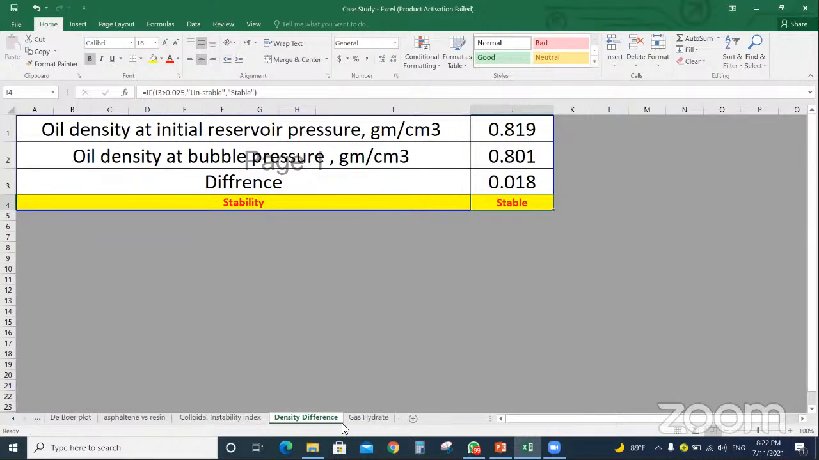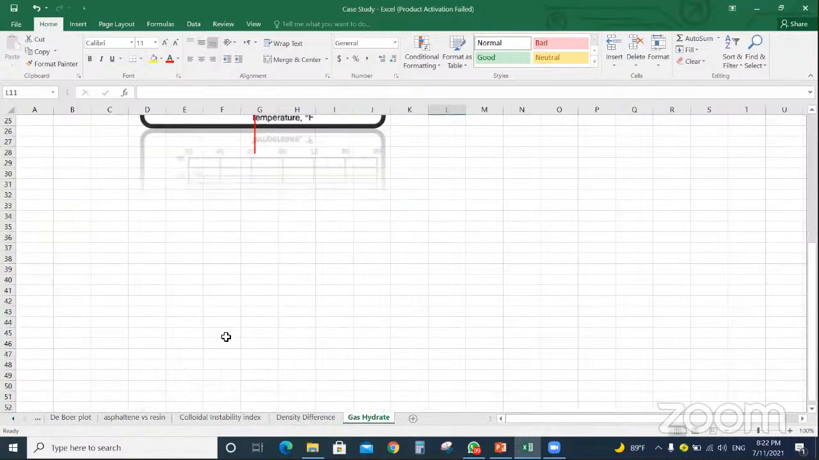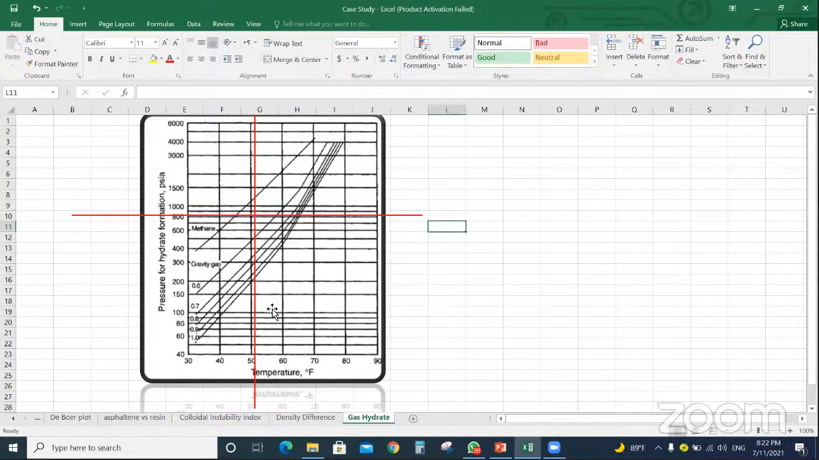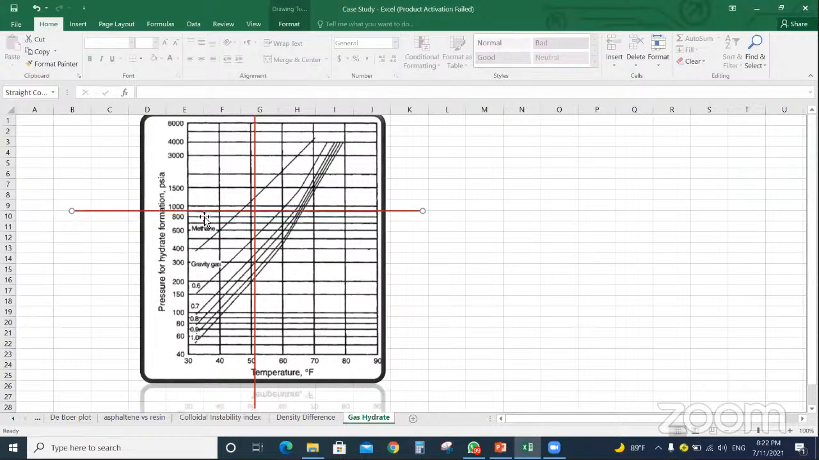For gas hydrate, also in this sheet, if we have a system that is operating at 1,500 psi and the gas gravity is about 0.7, the hydrate formation temperature is about 68.